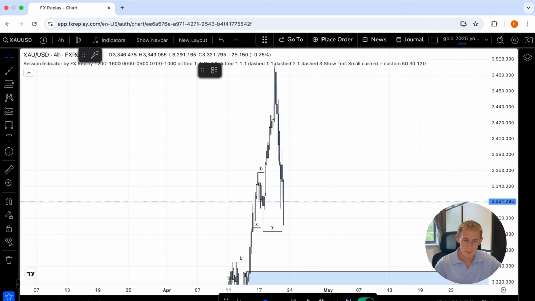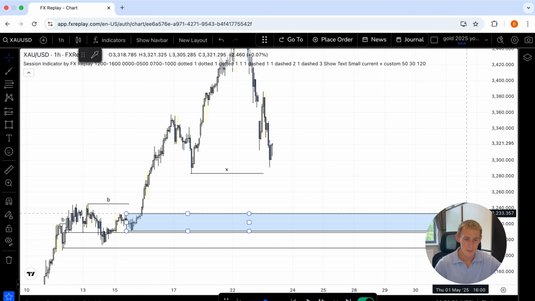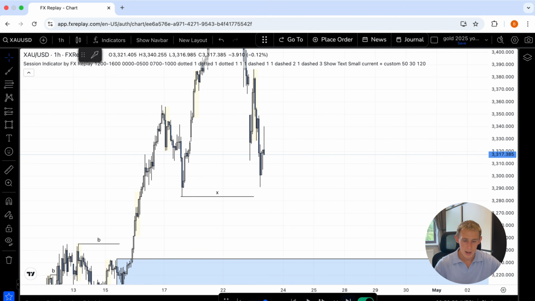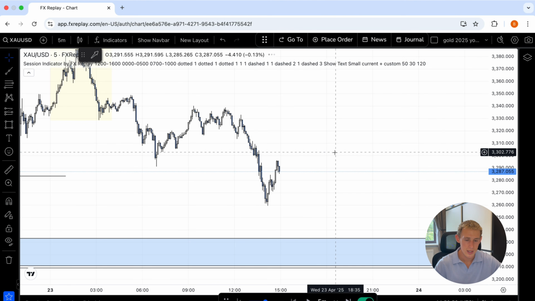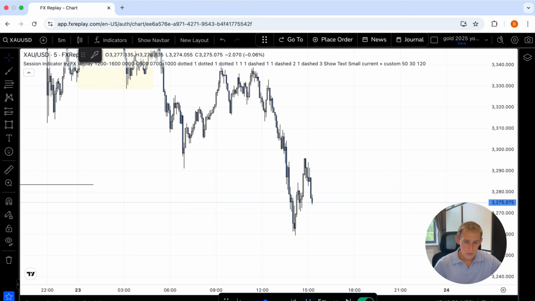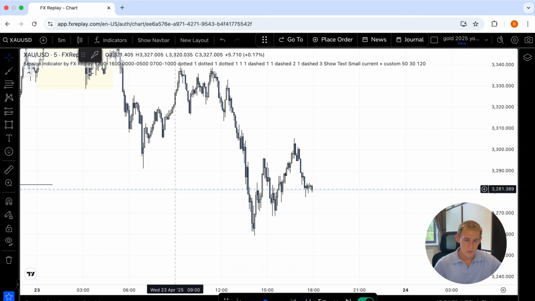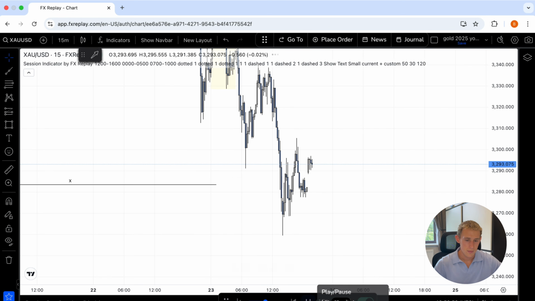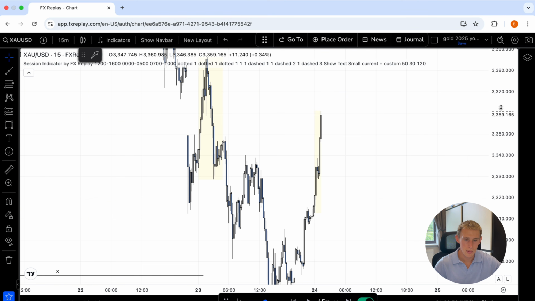There's not really anything in between that I would buy from either. So if this is taken out, we can look for buys. We also still have this area of demand just below. So let's see what happens here. Right, so that's been taken out. Let's have a look, M5. Right, so price is rallying here.